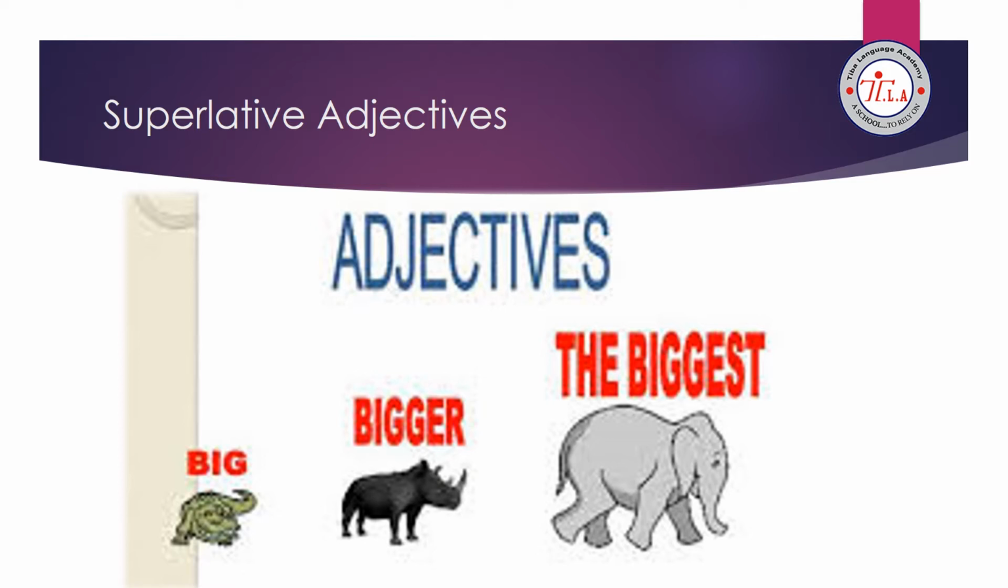Here I'm comparing one to others. When we are making comparison between more than two, here we are coming to superlative form. Look at this picture. Big, bigger, the biggest. So big is the adjective. Bigger is comparative form. The biggest is the superlative form.